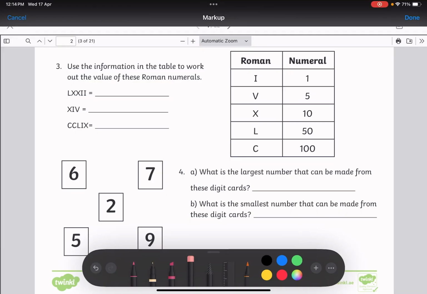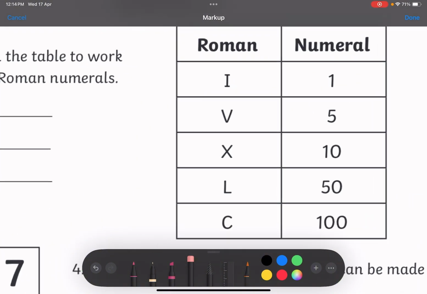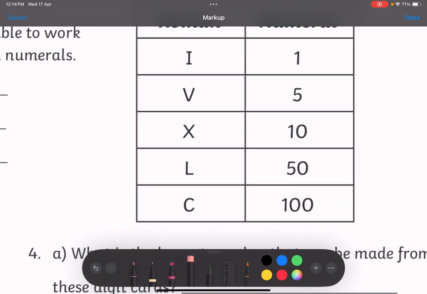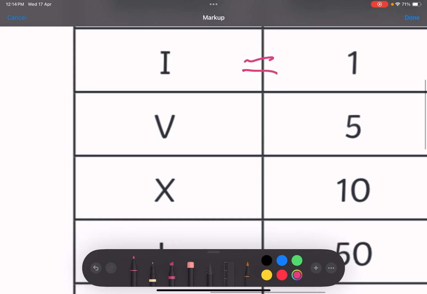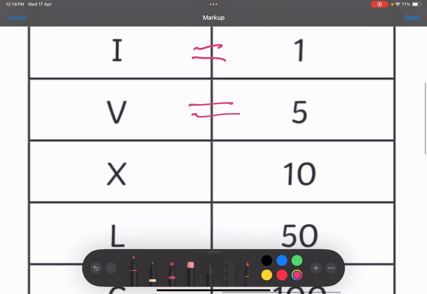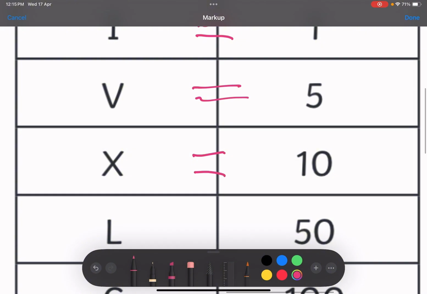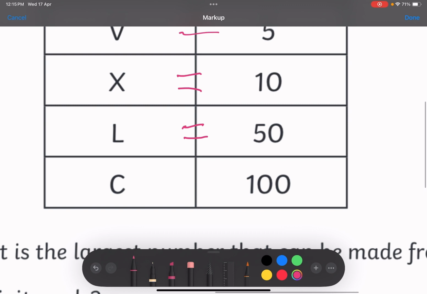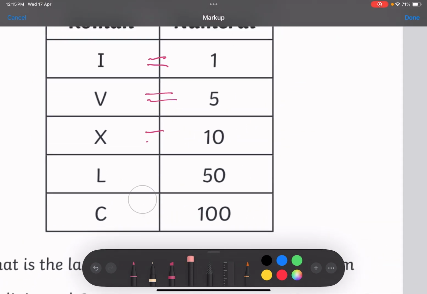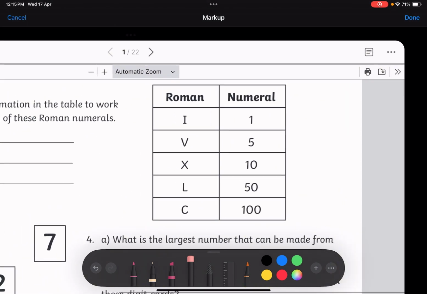Okay, guys, so now I'm going to teach you Roman numerals. These are the easiest, beginner Roman numerals, which are I equals 1, V equals 5, X equals 10, L equals 50, C equals 100. So we're going to have to use all that information to solve these numbers.